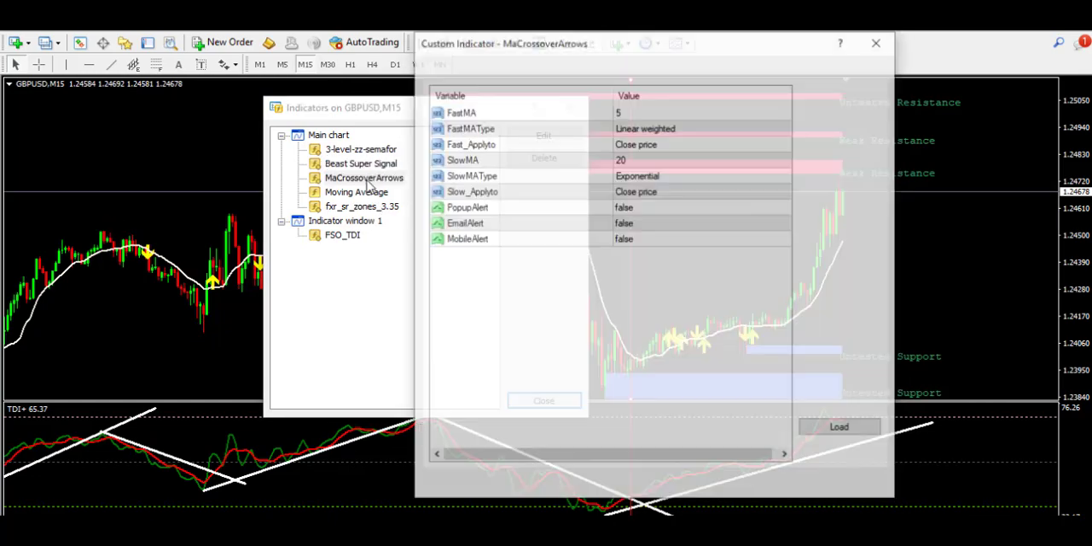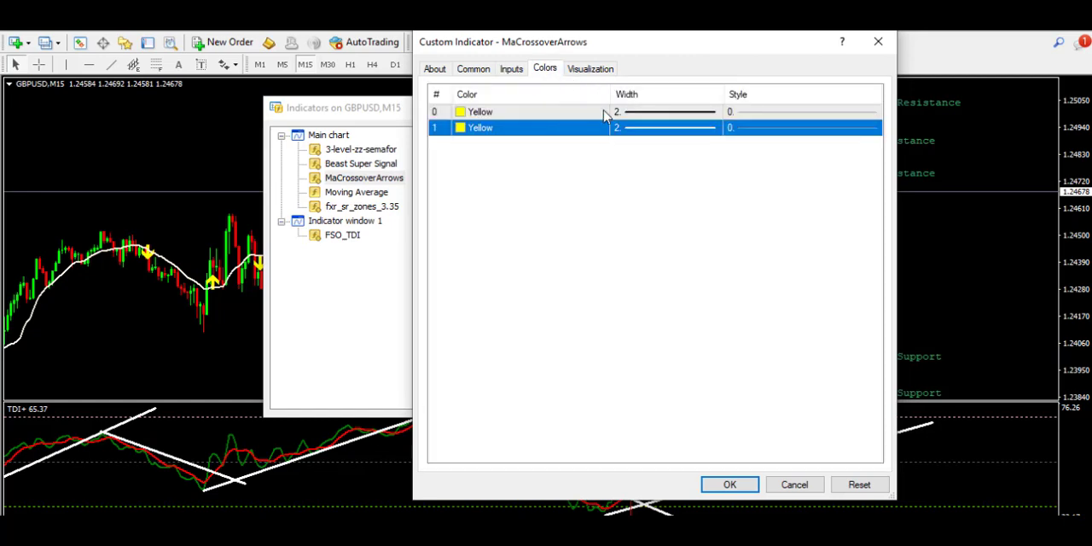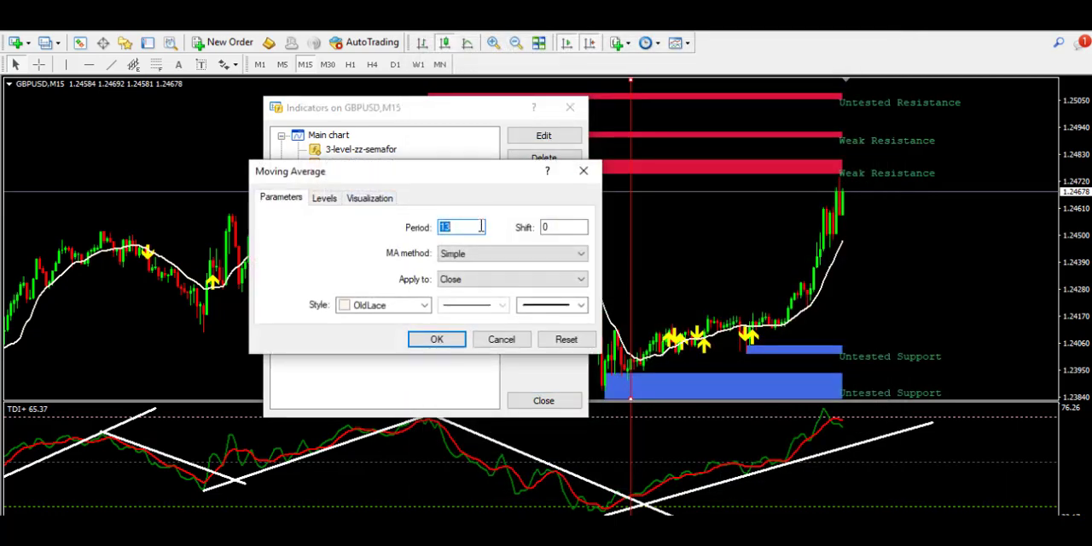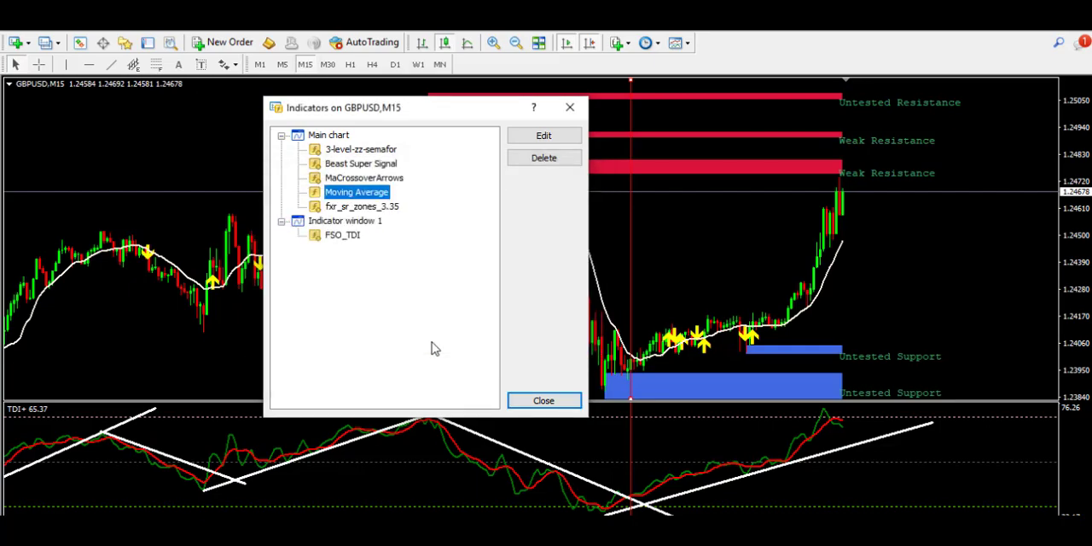Then we have the MA crossover arrows. That's the yellow arrow that does not repaint. You can change the fast MA value and the slow MA value to any value you want. Just play with it and see which one is accurate for you. And the color I use for both buy and sell, up and down arrow, is yellow. Then we have this moving average, which is moving average 13, and the MA method is simple. You can just set it up and use any color you want.